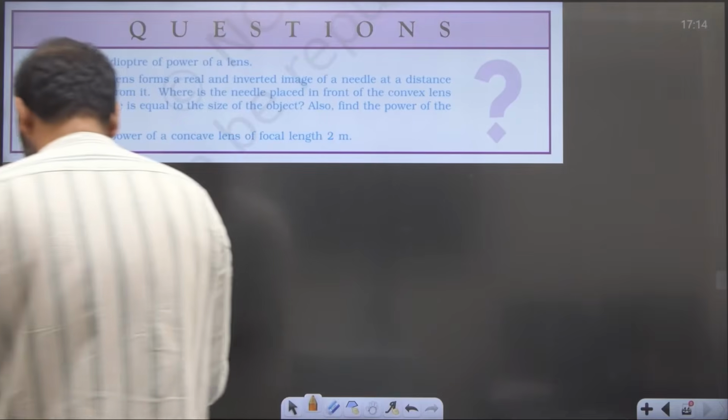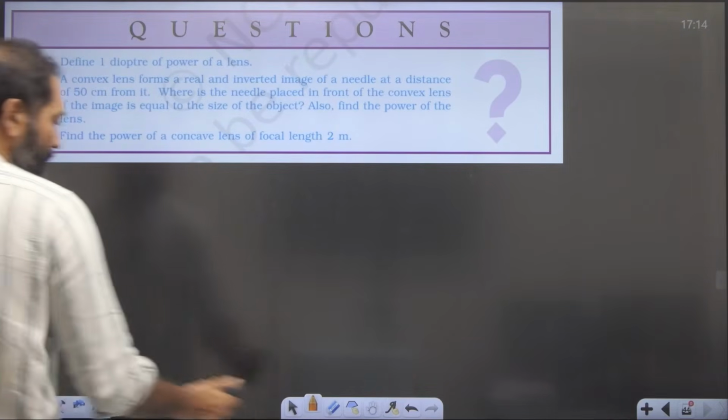Define one diopter of power of lens. Let's see.